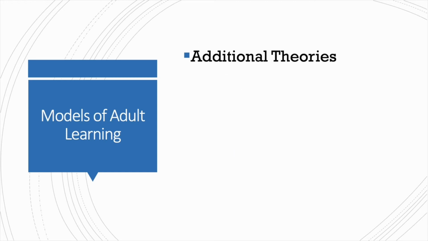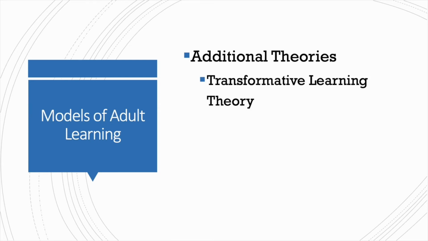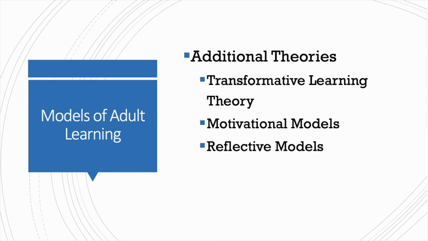There are many other important theories of learning, including, but not limited to, transformative learning theory, motivational models, which include self-determination theory, and reflective models. If you are interested in learning more about these and other theories of adult learning, please feel free to review the references slide and relevant articles uploaded to the course website.